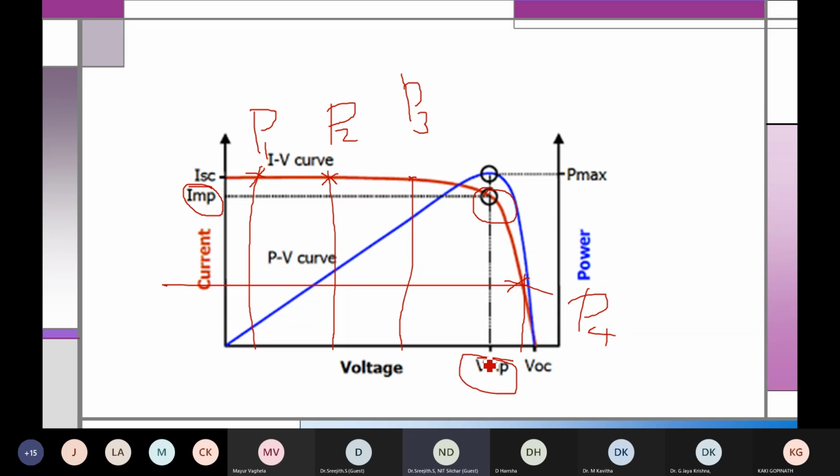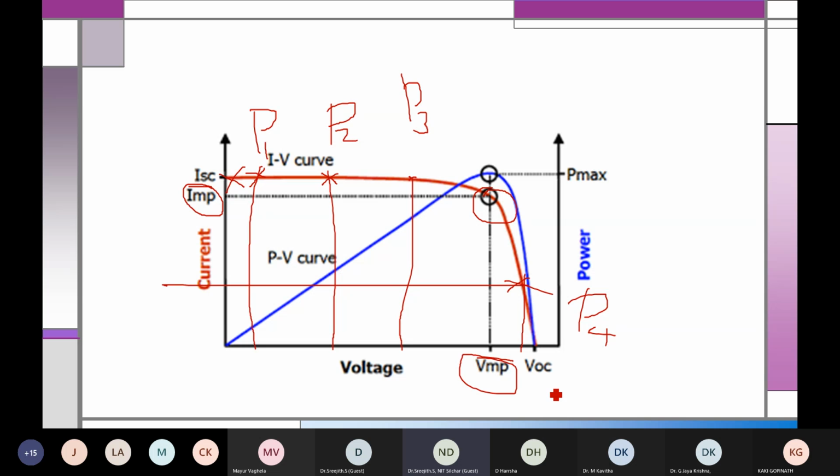But this point will change with respect to temperature and radiation, because you have seen the current graph was changing with respect to radiation, and the voltage was changing with respect to temperature. For a particular radiation and temperature, this is the graph and this is one point. But when the radiation is changing, this point will change. Clear? So this maximum power point is not constant. It will change with respect to radiation and temperature. So for each and every value of radiation and temperature, we need to operate at its maximum power point.